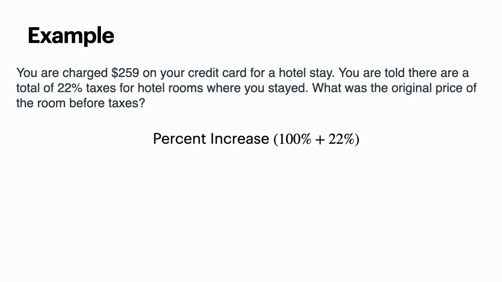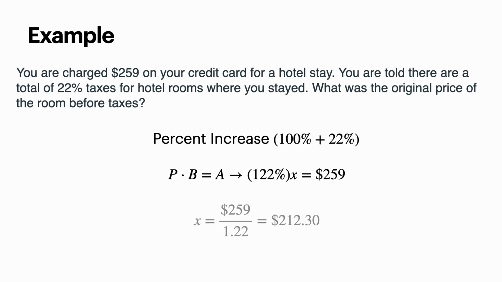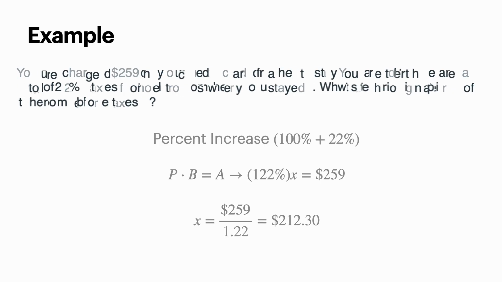Okay, first I'm going to find the percent increase. So that's 100% plus 22%, or 1.22. That equals, so 122% times some original value equals $259. What was that original value? We can divide the new value, sales price, divided by 1.22, and I find $212.30. So that was the original price, and then the sales price was $259 because of all the taxes. Okay, so hopefully you found the same thing. All right, let's look at another example.